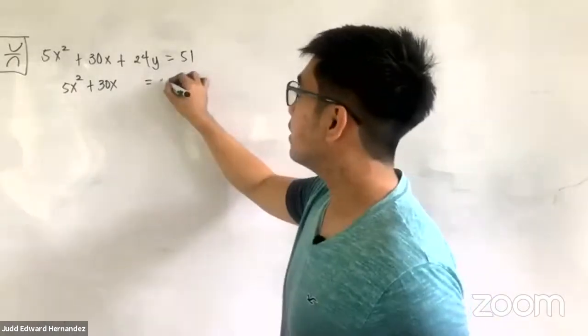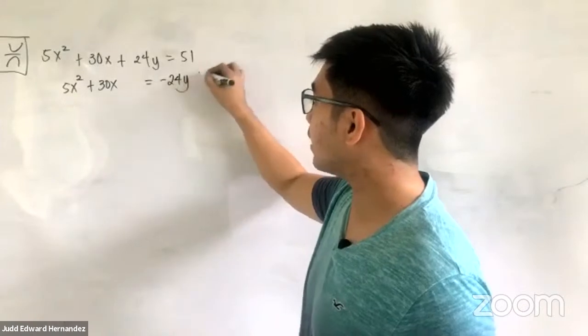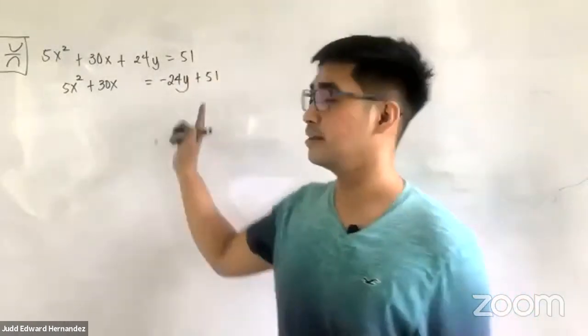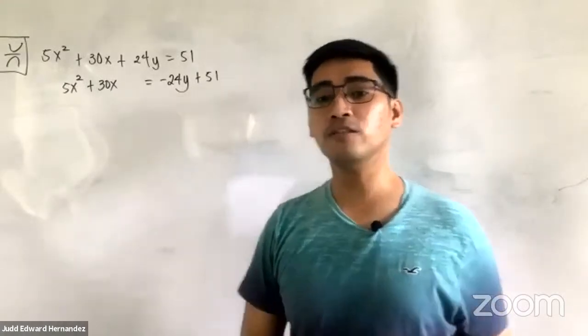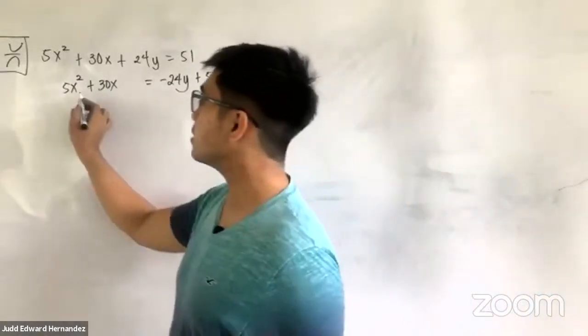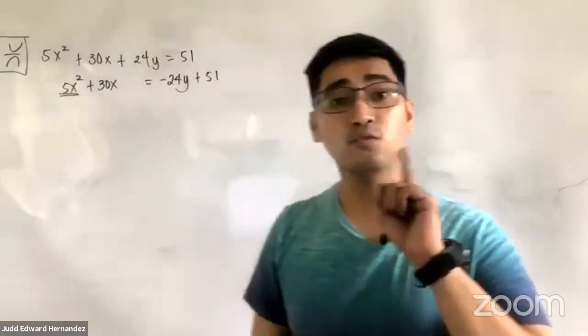24y. That is negative 24y plus 51. Is this clear? Yes po. Okay, what do we do now? Since this is 5x squared, all we have to do is this one.